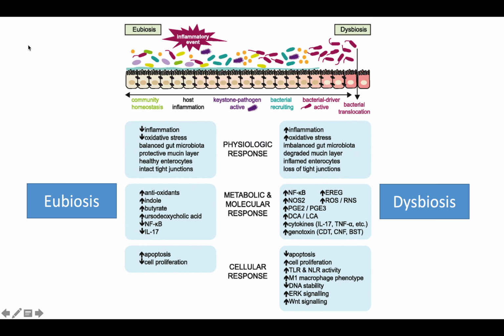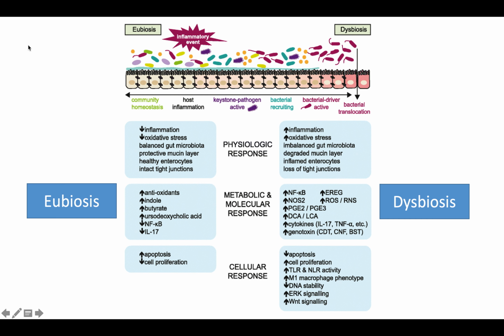So there is very little chance of bacteria or large proteins passing through to the blood. At the metabolic level, in eubiosis, you've got an increase in the production of antioxidants, and an increase in indole and butyrate. So these are important metabolites for us. And you basically have a decrease in signaling factors that cause inflammation.